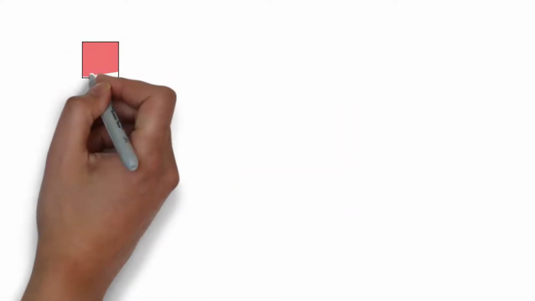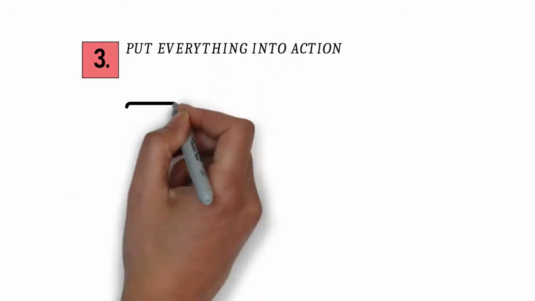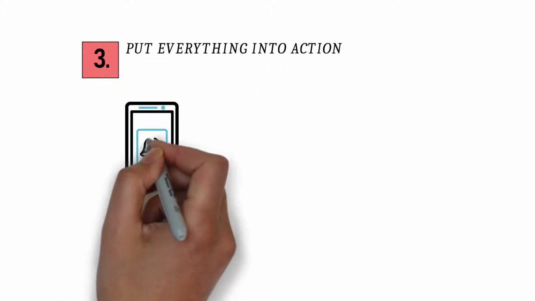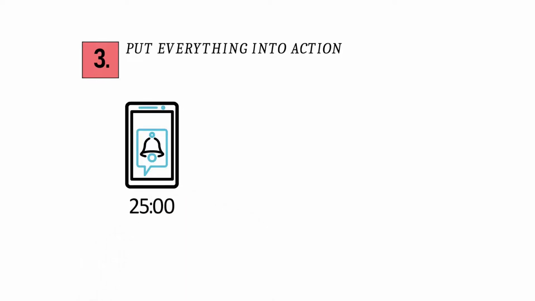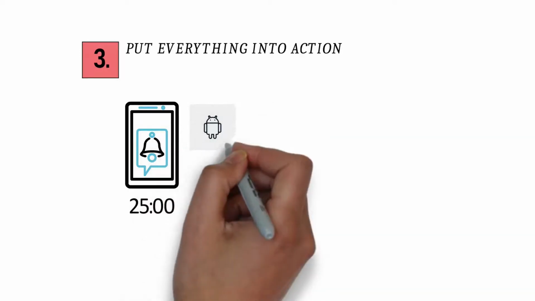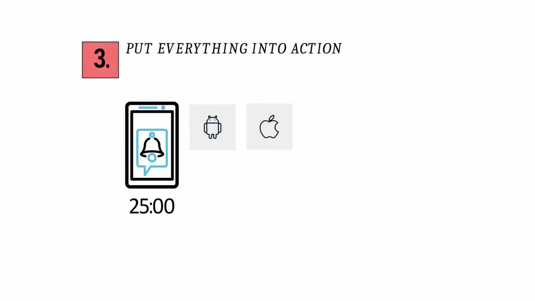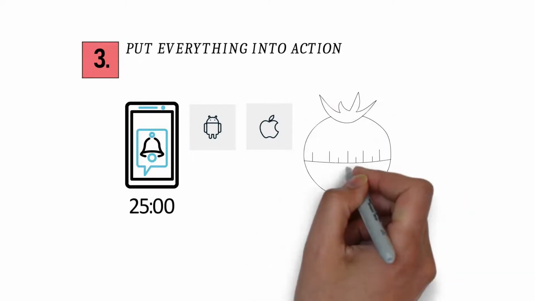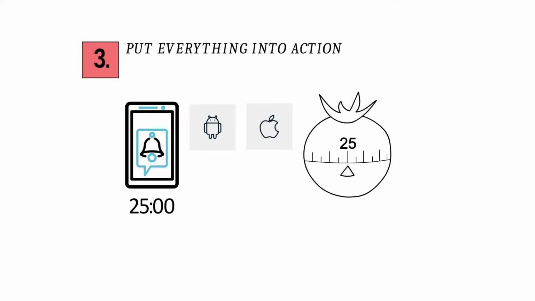Step 3. Put everything into action. Now, the simplest and the easiest way: just pick up your mobile phone, open the timer, set it for 25 minutes, and start working on the objective which you had set for that Pomodoro. There are a ton of apps. I've listed a few in the description box. If you want to check, have a look. But to keep it simple, I would recommend you just use your mobile phone, set the timer, and start working.